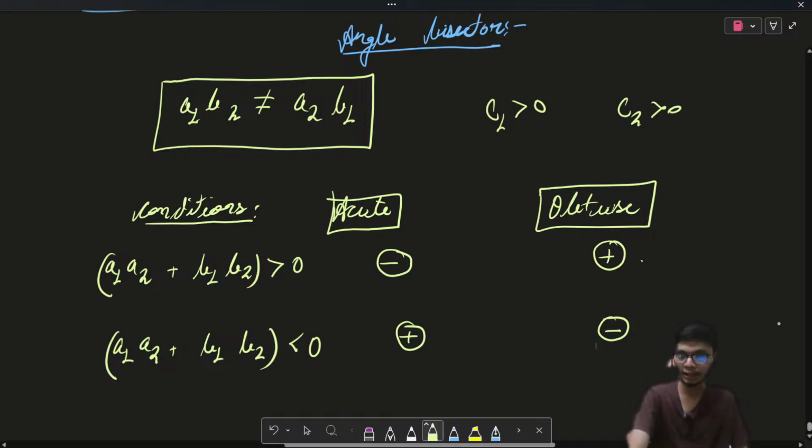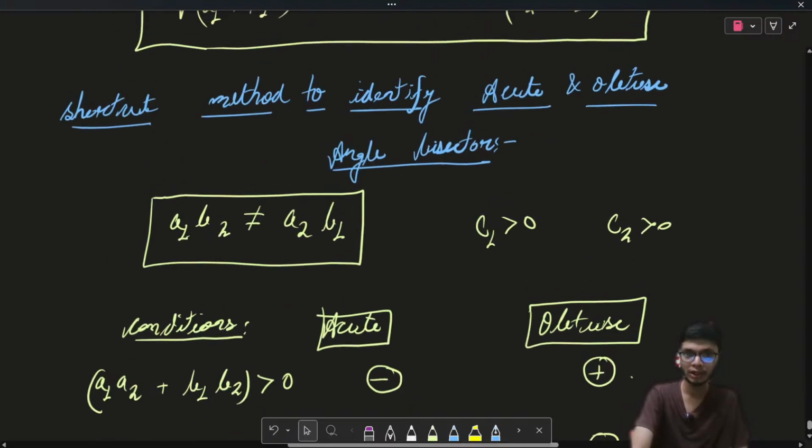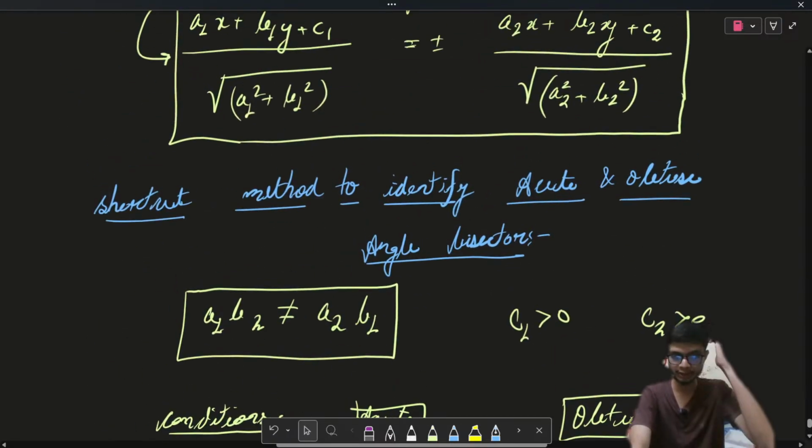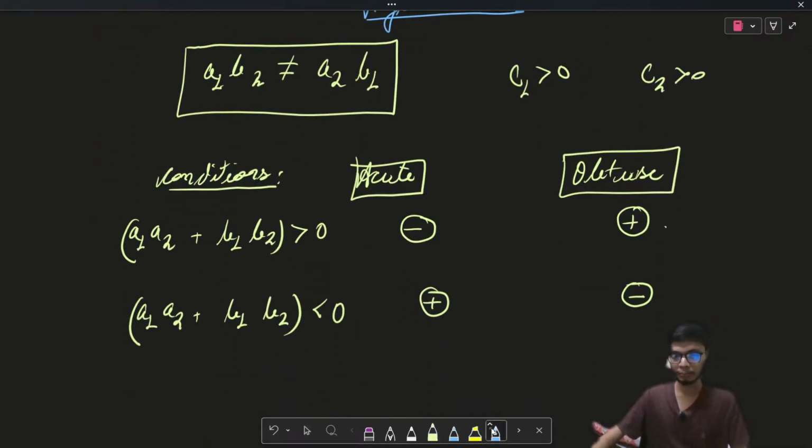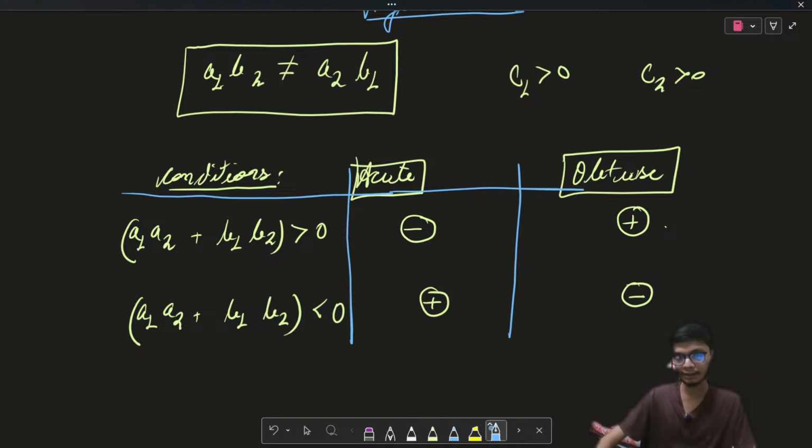So this is a simple shortcut which can also be derived very easily. If you just do it by the previous expression that I discussed in the class, you will easily be able to get to this particular expression, right? However, as a shortcut, you can take it as a learning. So if I have this condition, then which sign would definitely obtain me the acute angle or obtuse angle bisector can be easily taken from this result.